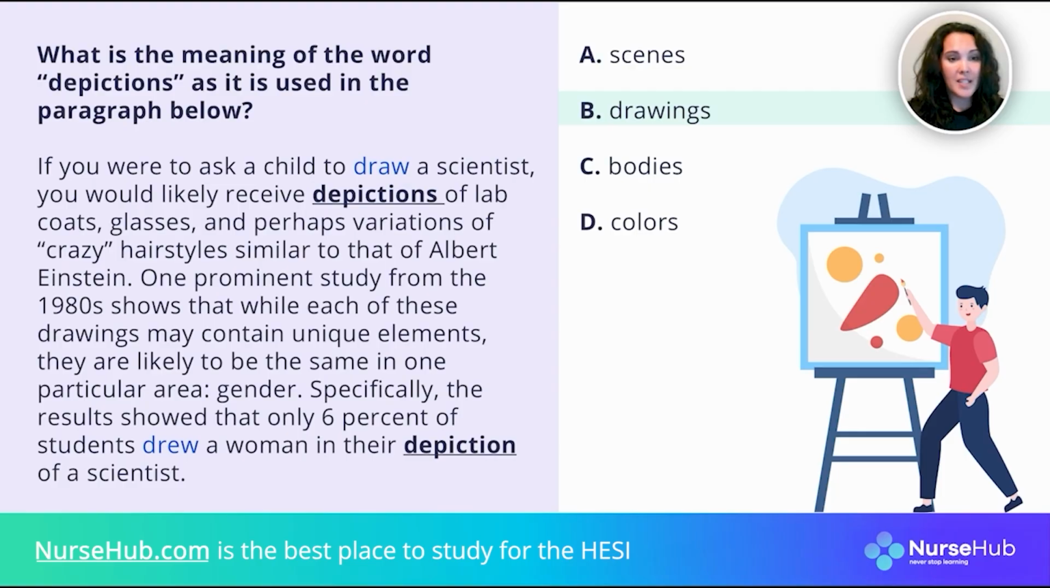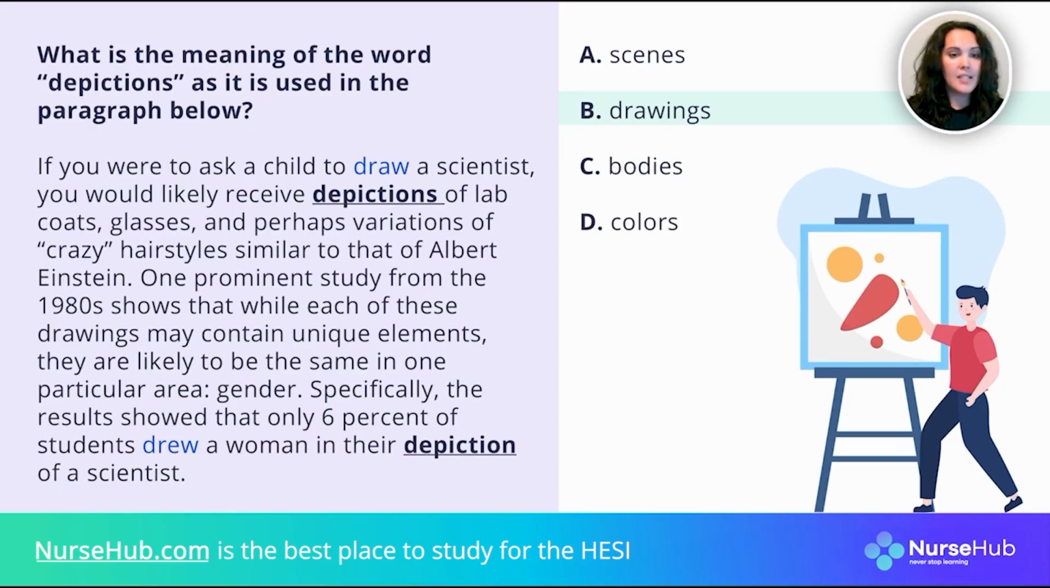A is incorrect because scenes doesn't make sense in context. A depiction of a scientist, which is a person, is not scenery. C is also incorrect. Bodies doesn't make sense in context. If you plug it in, varied bodies of lab coats, that doesn't make sense.